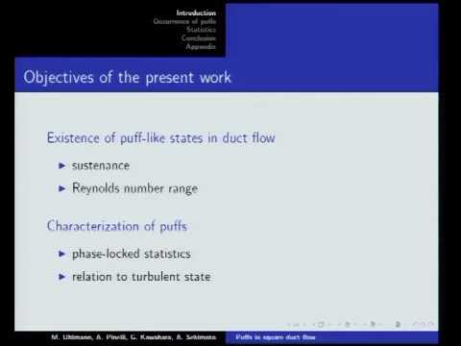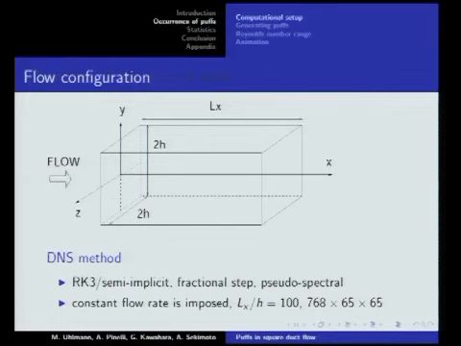So what we want to do here is, first of all, establish whether puffs exist in square duct flow. Then define the Reynolds number range where they appear and where they can be sustained, and then go on to characterize the statistics by performing phase averaging and relate them to the known results for fully turbulent flow.